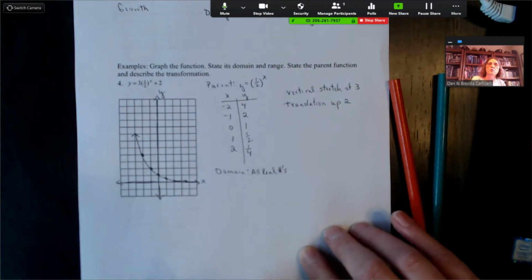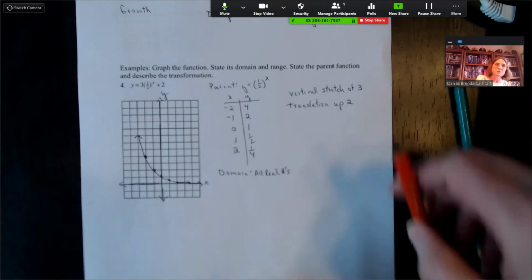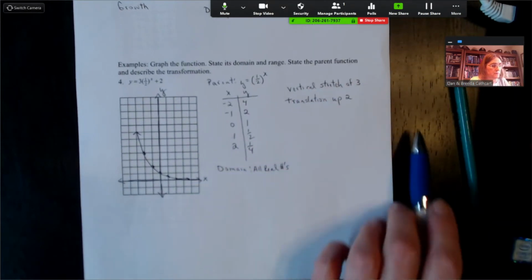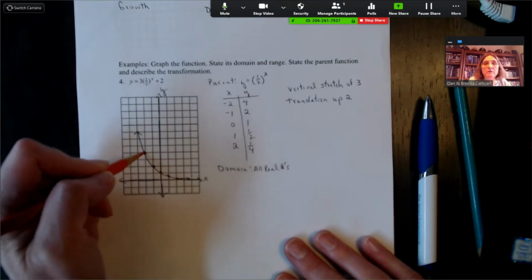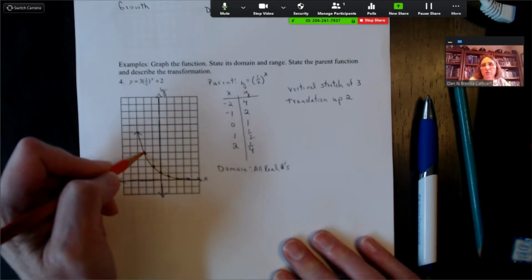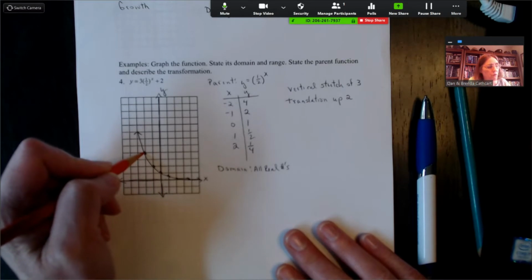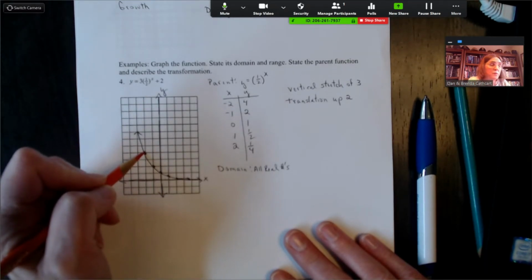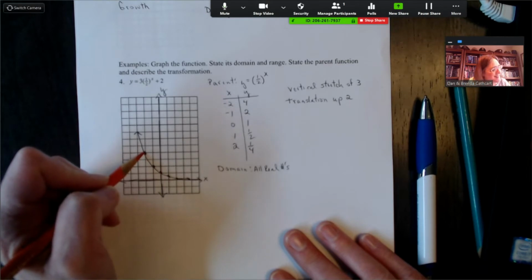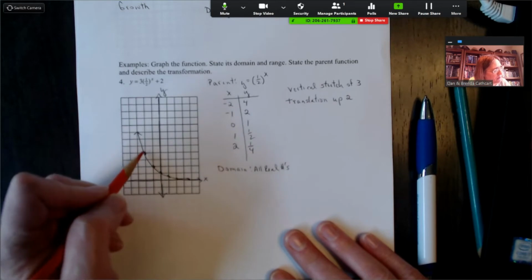So let's do each one of these transformations, starting with the vertical stretch of 3. I'm going to take each one of these y coordinates and I'm going to stretch them by 3. That means I'm going to multiply it by 3. Well, at this one right here, we have a y-coordinate of 4, and 4 times 3 is 12. That's not going to be on our graph here, so we're going to kind of leave that one out.